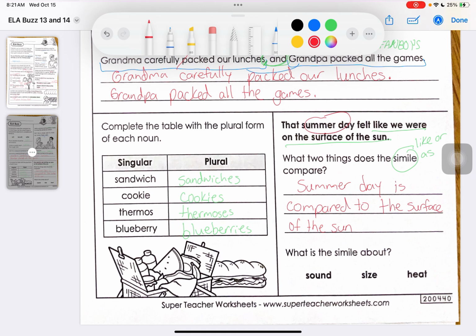Was it actually as hot as the surface of the sun? No, because you can't get anywhere near that because it's so hot. But they're comparing it, it's like. And what is this simile about? Is it about sound? No, it's not about how it sounds. Is it about size? No. Is it about heat? Yes, it's about heat.